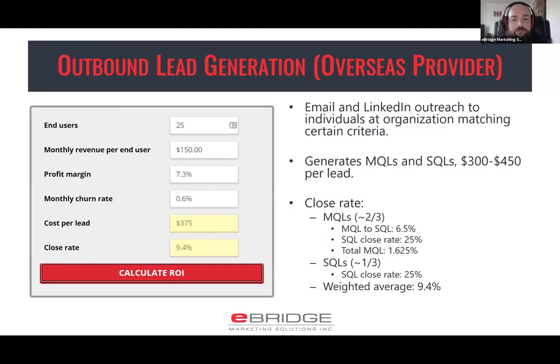And for our close rate, I'm assuming that because this is an overseas provider, we might get a little bit more MQLs than SQLs. So I've assumed we're going to get about two-thirds MQLs and one-third SQLs, and made some assumptions in regard to the close rates there, which back out to 9.4%. So on the left-hand side of the calculator, again, we've adjusted the cost per lead to $375 and the close rate to 9.4%. And let's see what the ROI is.